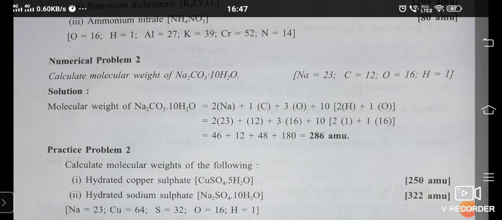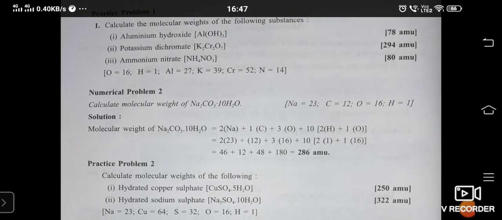Second one is hydrated sodium sulfate, Na2SO4 dot 10H2O. The equation can be solved as 2 into Na plus 1 into S plus 4 into O plus... Please remember, instead of dot, you have to use the symbol plus, 10 into 2H plus 1O. I believe that you will get the answer.